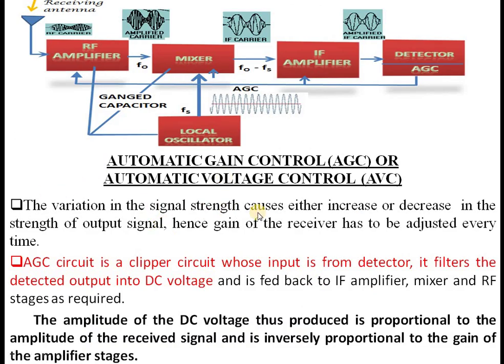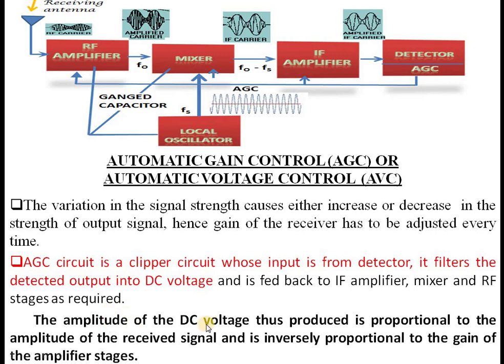The variation in the signal strength causes either increase or decrease in the strength of the output signal. Hence, the gain of the receiver has to be adjusted every time. But this is not possible to do manually. Hence, automatic gain control is necessary. What does this AGC circuit consist of? It is a very simple clipper circuit whose input is from the detector. It takes the input from the detector, filters it or converts it into a DC voltage. This DC voltage is fed back to IF amplifier, mixer and RF amplifier stages.